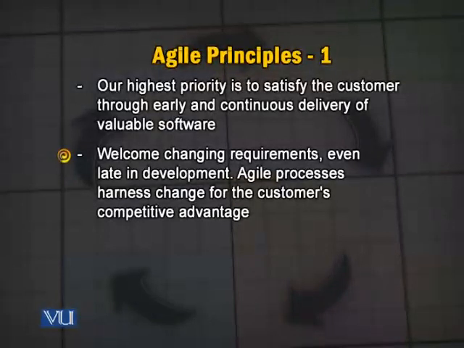Second is welcome changing requirements even late in the development cycle. Agile processes harness change for the customer's competitive advantage. This principle again is based on the concept of change is going to happen, and it is going to happen even later in the development cycle, and so when that happens, the changes will be incorporated. They will not be pushed into the next delivery cycle. So changes, if specially requested by the customer, will be incorporated as soon as possible into the software product, and that product will be made available to the customer.